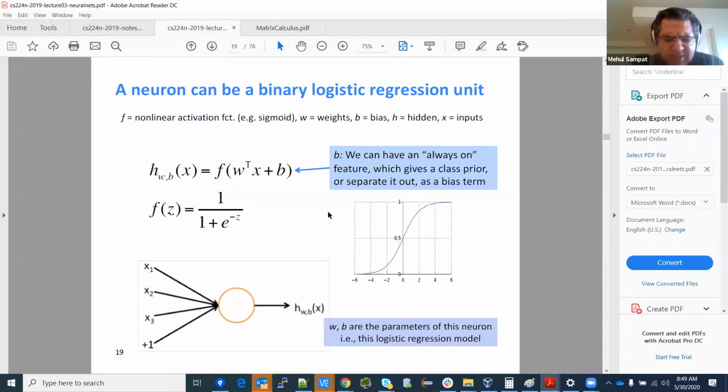So there you have basically, you can represent this in matrix notation. So you have the weights vector, and you have some bias, right? Okay.